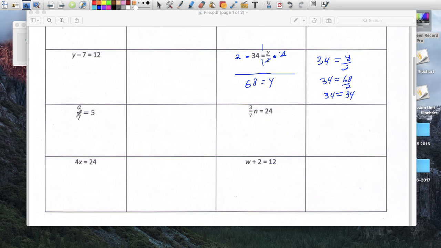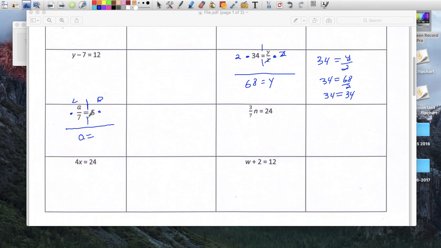a over 7 equals 5. Again, this is a division. Okay, it's a division. Here's my left side. Here's my right side. It's a division equation. I want to get rid of the 7, not the 5. I want to get rid of the 7 because the 7 is bothering the a, because I want my a all by itself, isolated. Because it's division, I'm going to multiply because it's the opposite.